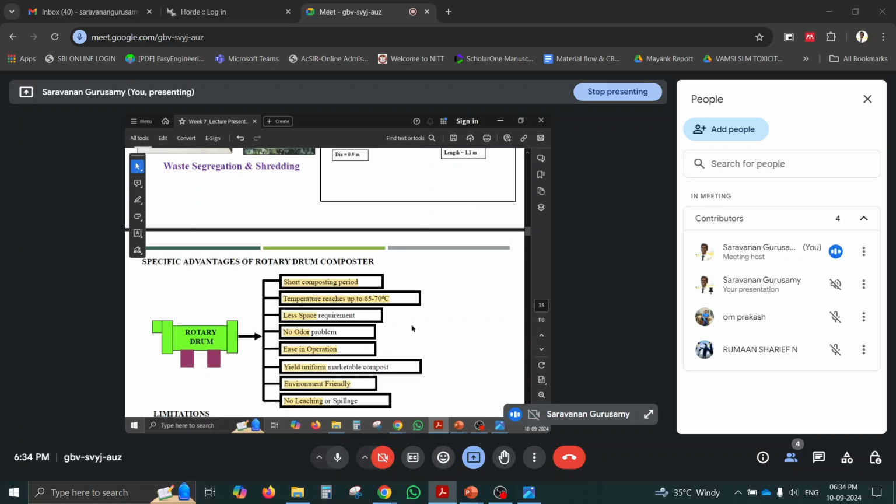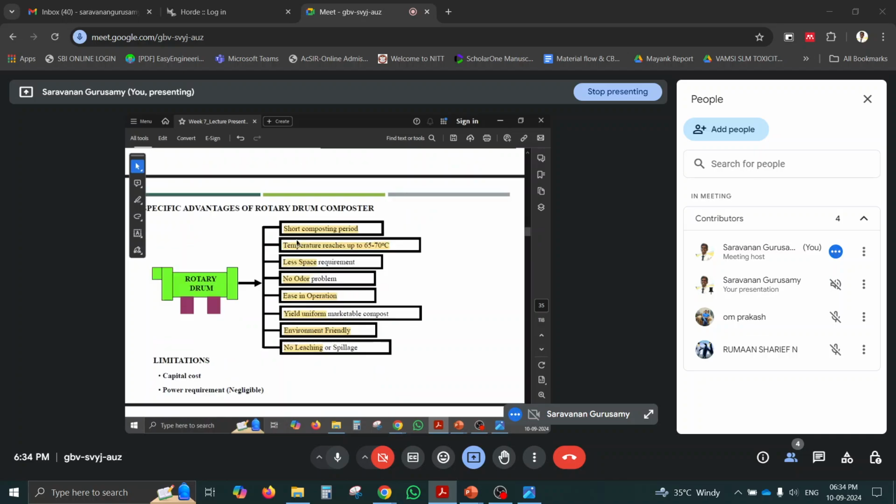So what are the advantages of rotary drum composting? We can do the composting in a shorter duration, and the temperature reaches up to 65 to 75 degrees easily, and less space is required. There is no need for windrow kind of composting, it is easy to operate, and the yield will be uniform because we are directly rotating the drum instead of mixing the waste. It is also environment friendly, with no leaching or spillage because everything is happening inside the drum.